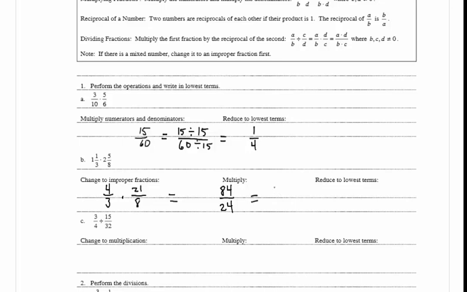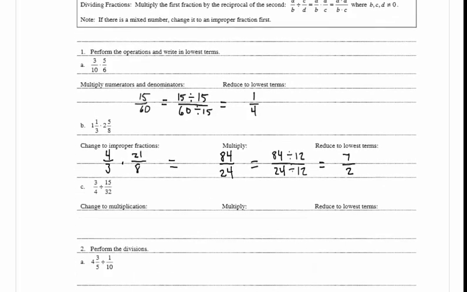So we could say that this is equal to 84 divided by 12 over 24 divided by 12. 84 divided by 12 is equal to 7. And 24 divided by 12 is equal to 2. So our fraction in lowest terms is 7 over 2.